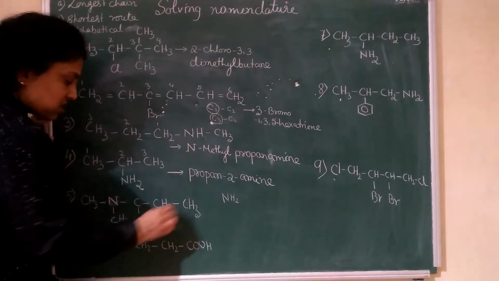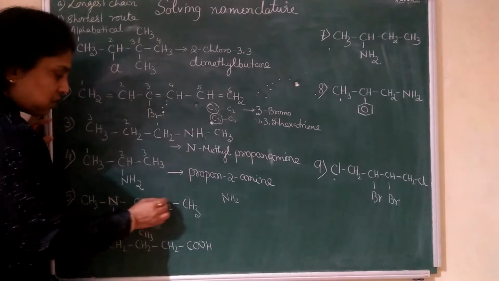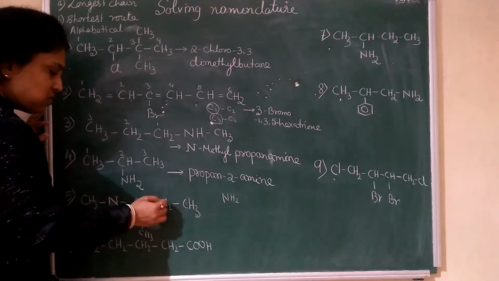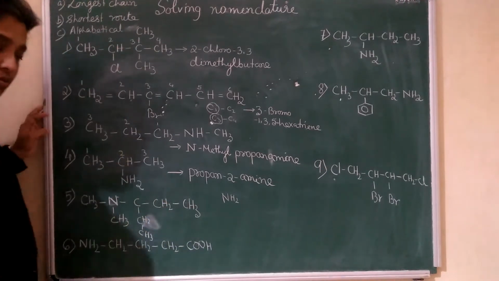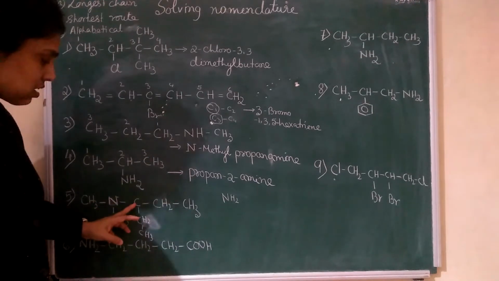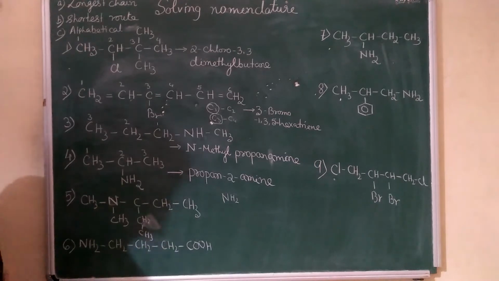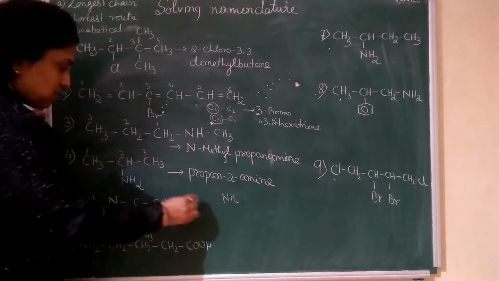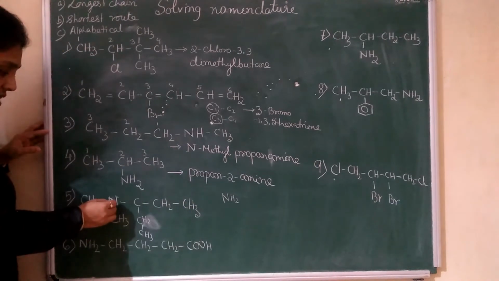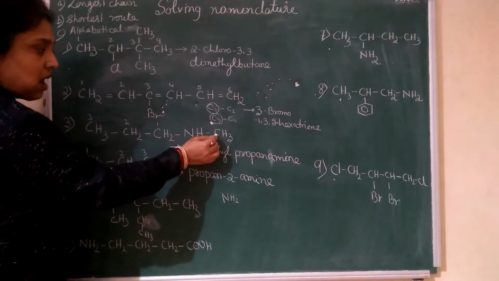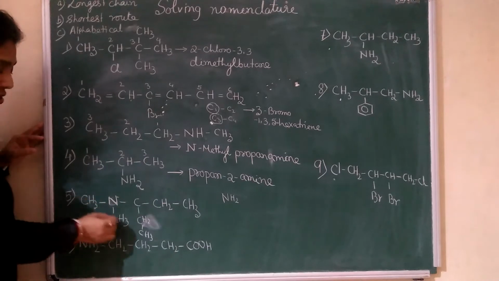So this is the longest chain. 1, 2, 3, 4, 5. If you write from here, also 1, 2, 3, 4, 5. So both ways the amine is attached to the longest chain of pent. Okay. So 5 carbon. Now in this end, here there is only one methyl group. Now here 2 methyl groups.